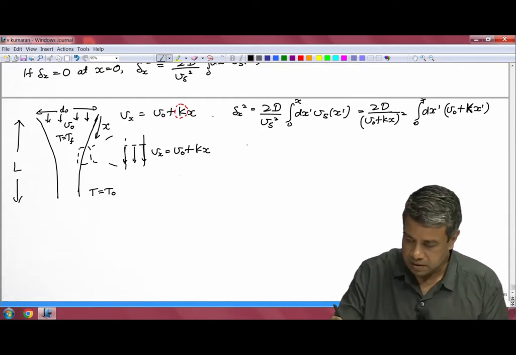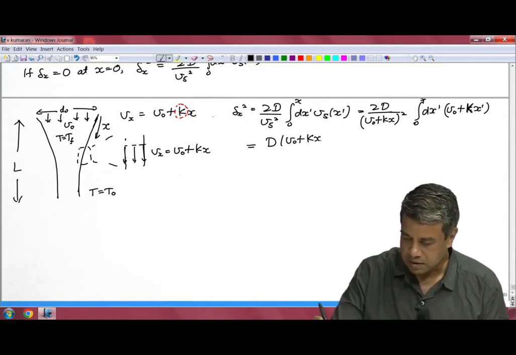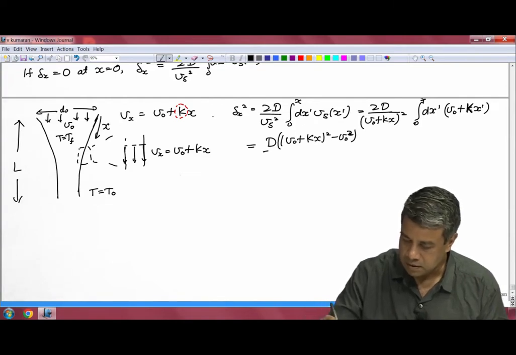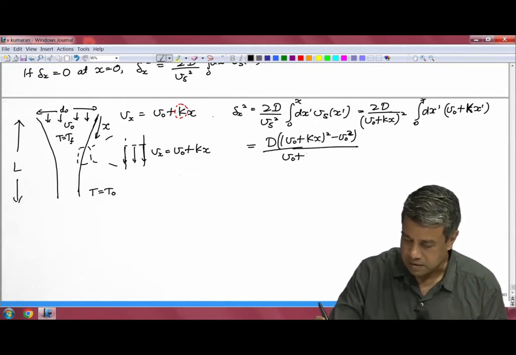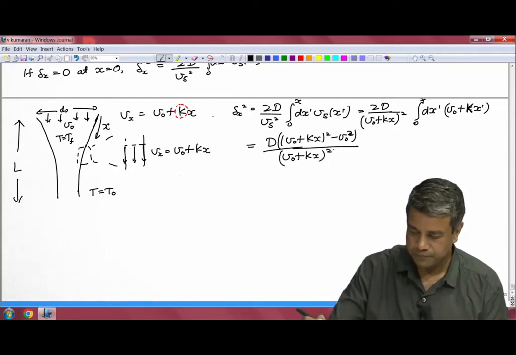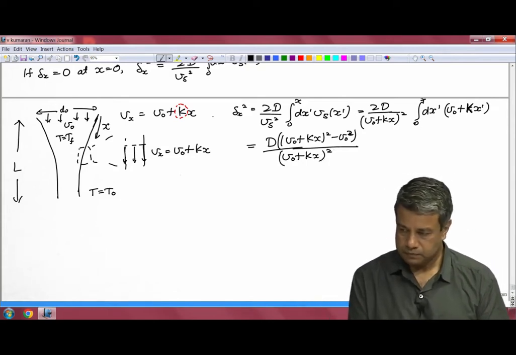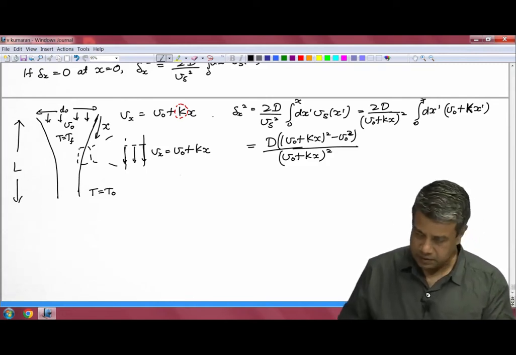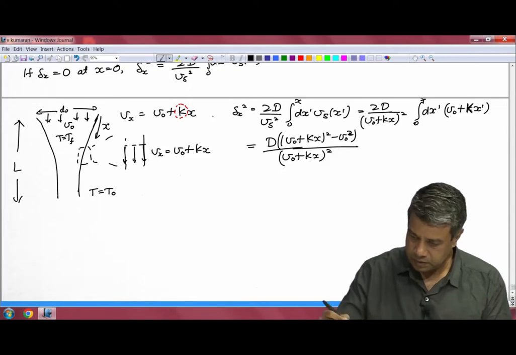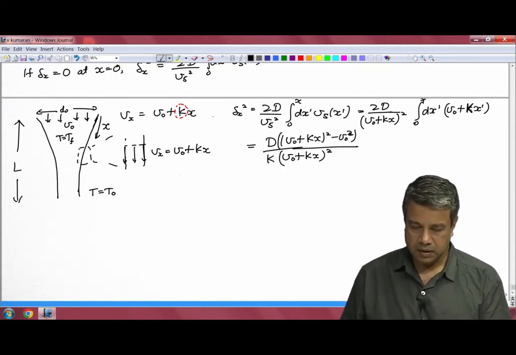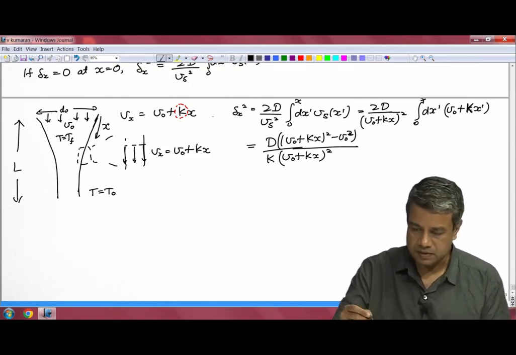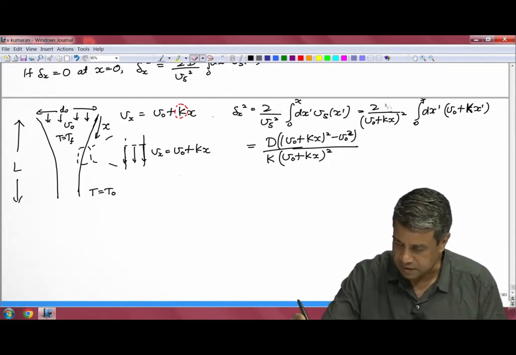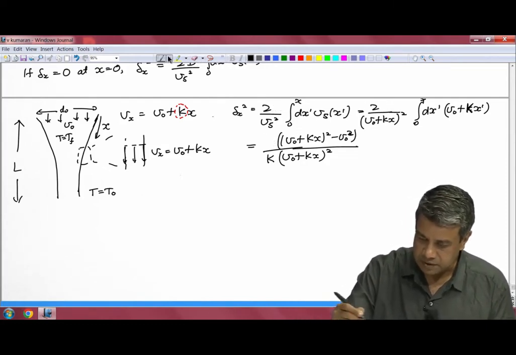So, this can easily be simplified to get d into V naught plus kx the whole square minus V naught square, divided by V naught plus kx the whole square. And there should be a 1 over k as well. And since this is a heat transfer problem and not a mass transfer problem, I should write this as the thermal diffusivity alpha instead of the mass diffusivity.